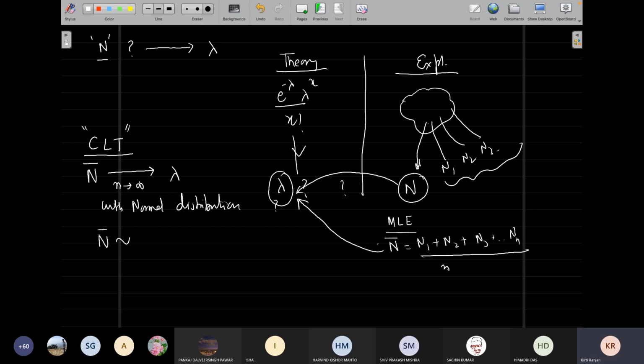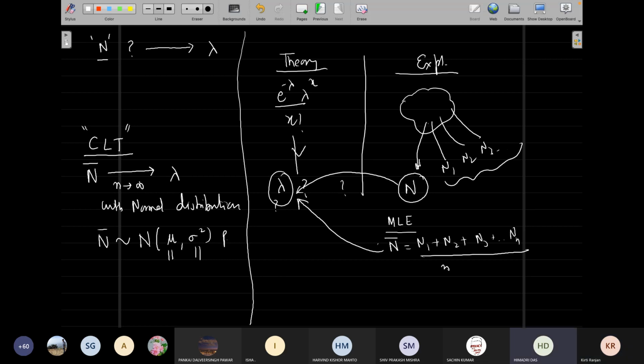If n bar is normal, then you have to give me two values. One is mean, another is variance. So what is mean and what is variance? If n tends to infinity, what is the mean for this particular question? It is nothing but the expectation value of x. So what is that in the Poisson distribution? Lambda. So this should be lambda.